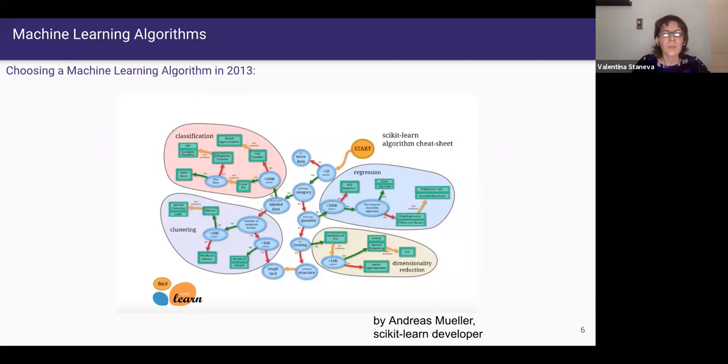So without getting into the details of what the actual steps are, because this was just a fun way of guiding people, but not really, you cannot really say what the right path is. But I think there's still a lot of value in this guide. What's important is these categories that we have: classification, regression, clustering, and dimensionality reduction.